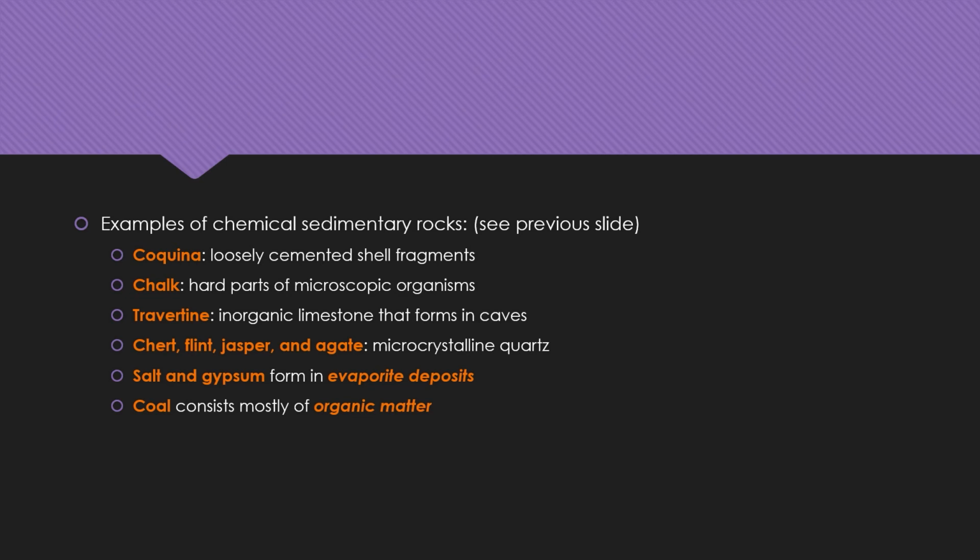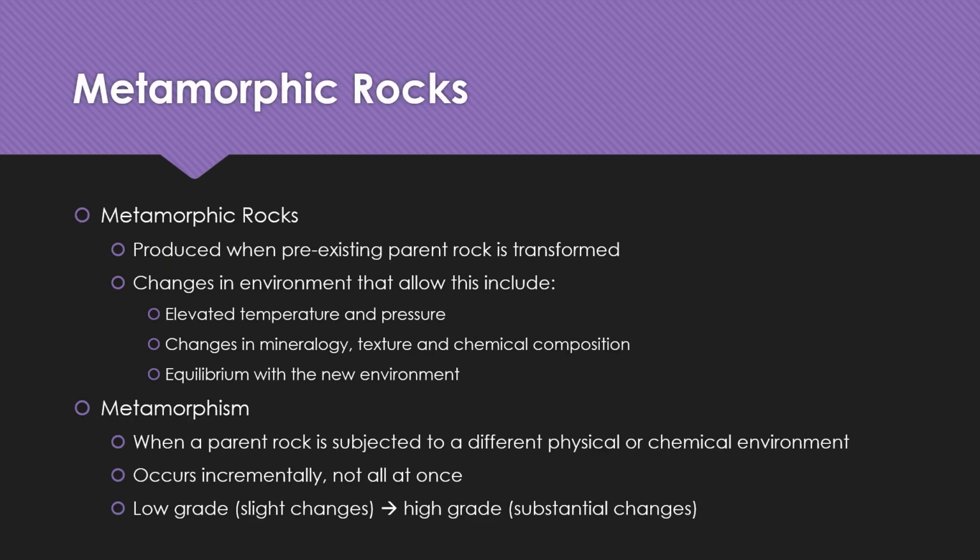So here are the examples written out for you. Metamorphic rocks are produced when pre-existing parent rock is transformed. This happens in an environment that includes elevated temperature and pressure, and causes changes in mineralogy, texture, and chemical composition, reaching equilibrium with the new environment. Metamorphism is when a parent rock is subjected to a different physical or chemical environment. This does not occur all at once. It happens a little bit at a time. And this can cause low grade to high grade, which means slight changes to substantial changes of metamorphism.